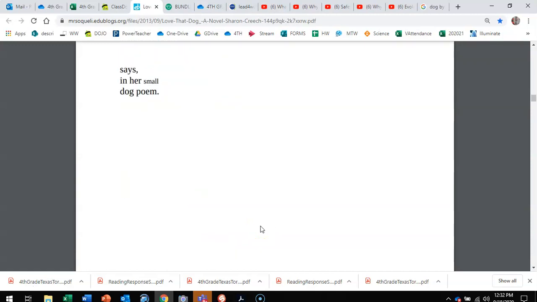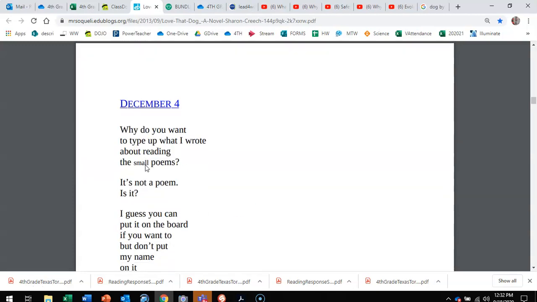It says, in her small dog poem. So this one's part of that one. Sorry. All right, December 4th, page 17. Well, so we started in September. Now it's December, boys and girls. So it's been a couple of months that Jack actually likes poetry. But let's read December 4th.